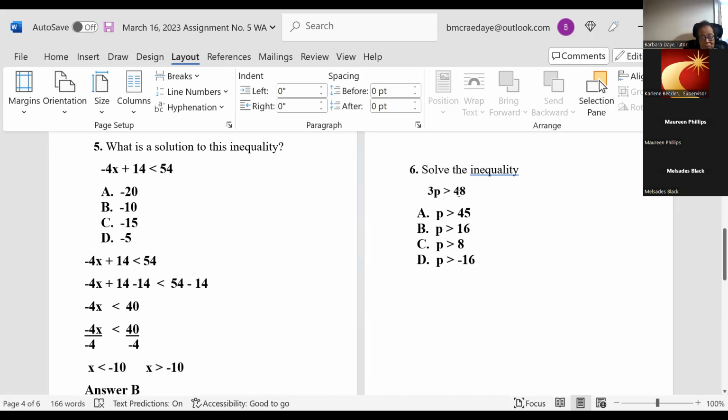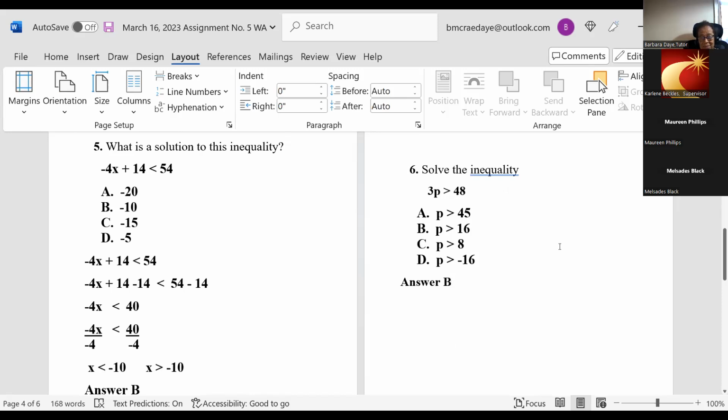So you just divide 48 by 3, right? Yeah, I just did it. Answer B. This was a single step problem, and this is a multiplication. So the opposite of the multiplication is the division. So divide both sides by 3 and you get p greater than 16.